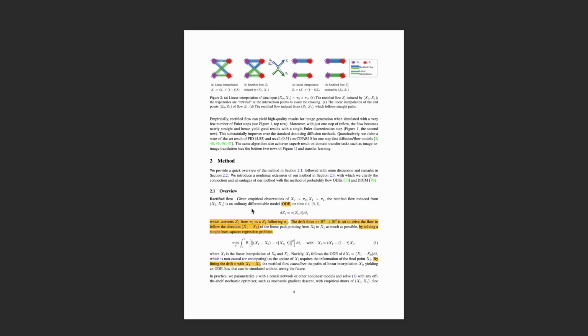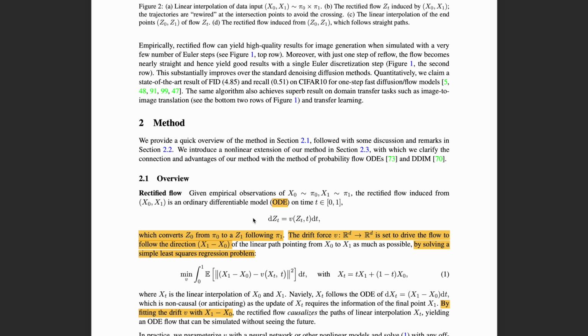But before doing that, let's have a look at the method, at the algorithm, and you will understand that it's very simple to implement, as opposed to, let's say, diffusion models that are a bit more complex. But again, there is the code, and I will put the link in the description.